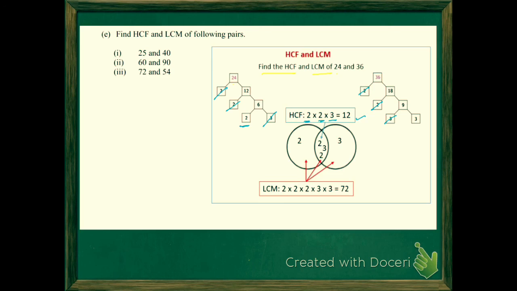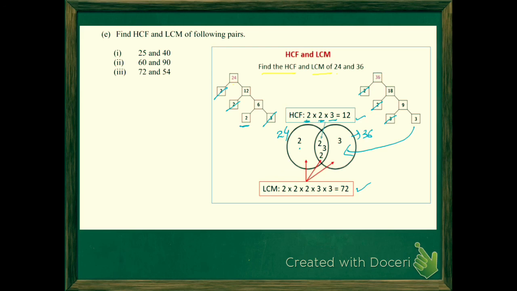You can use a Venn diagram to represent this. The first circle is representing 24, the second one is representing 36. In the common area you may write all these factors, 2 times 2 times 3. So all are here. Now the remaining factors: the remaining was 2, so I'll write 2 here, and here 3. Now in LCM, if you multiply all, you'll get your lowest common multiple.